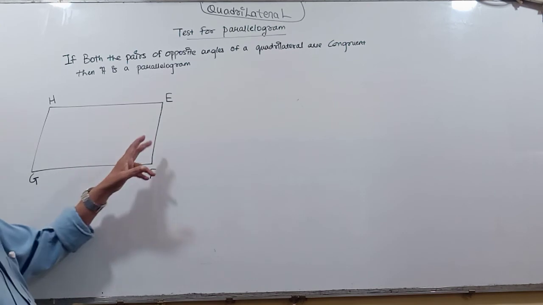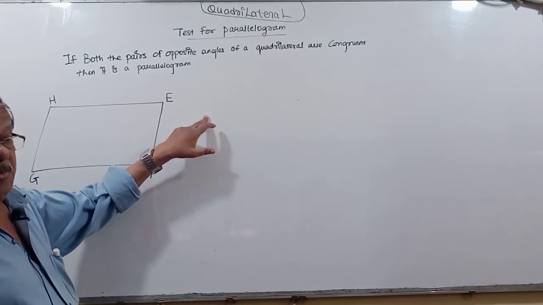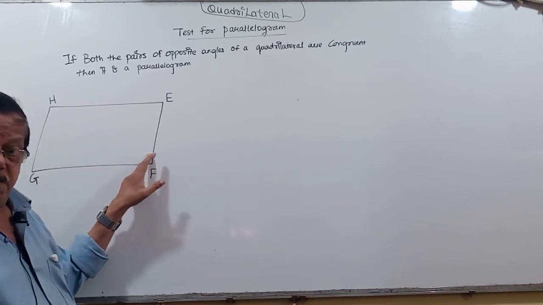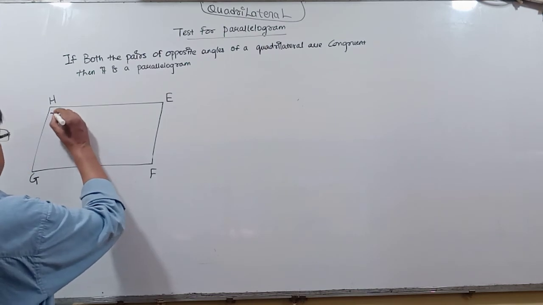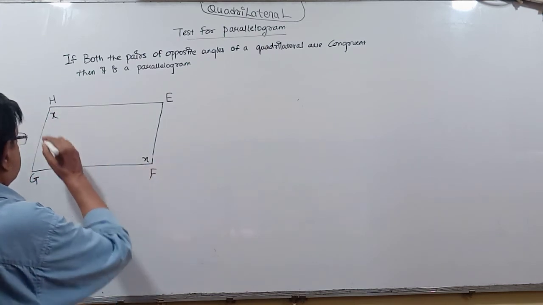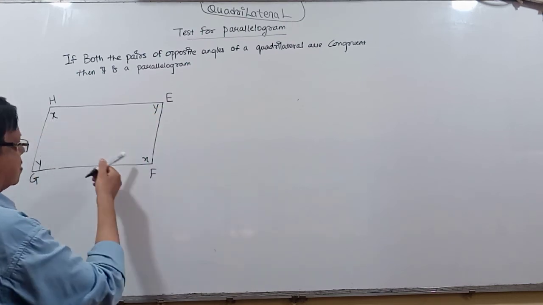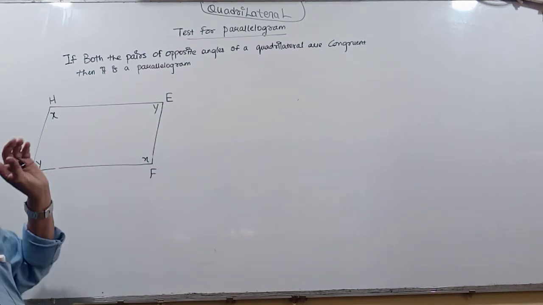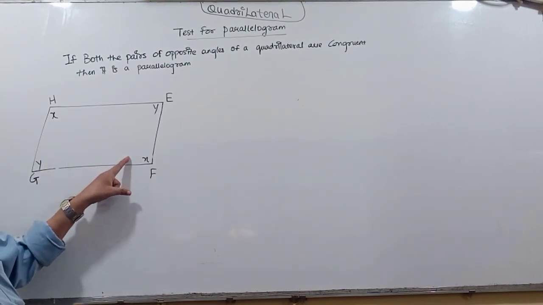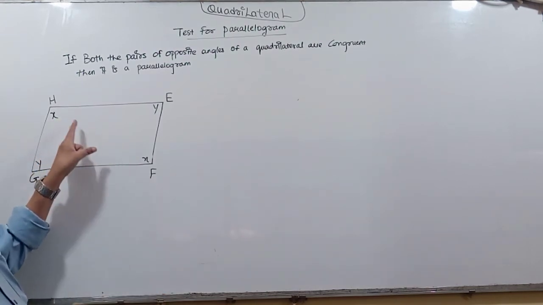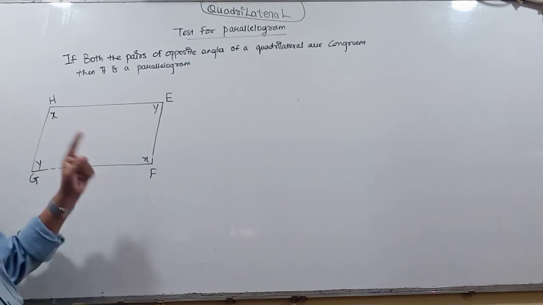Alright, so we will go for the converse of that here. In a parallelogram, opposite angles are congruent, we proved that. What is the converse? If opposite angles are congruent, both pairs, this congruent to this and this congruent to this, then this quadrilateral is a parallelogram. Very simple. Both pairs of opposite angles are congruent, so this quadrilateral is a parallelogram.